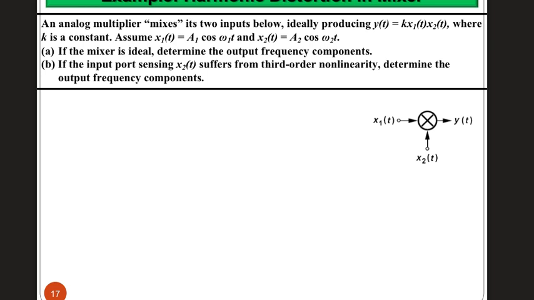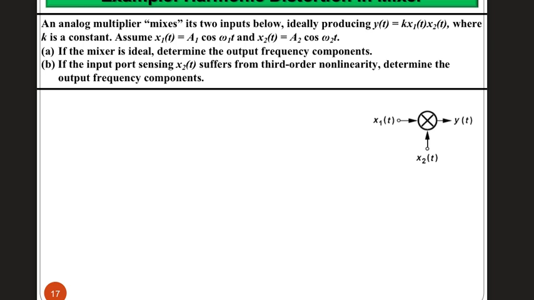A couple of notes. You need to solve this for the ideal case, which means the output is simply the multiplication of both, and you need to solve it for the case where x2 is suffering from a third order nonlinearity. And here, assume that you are dealing with first order and third order. There's no second order, there's no DC term.